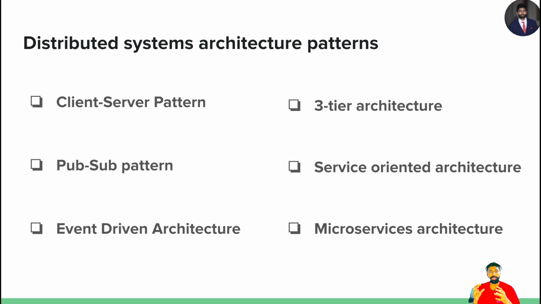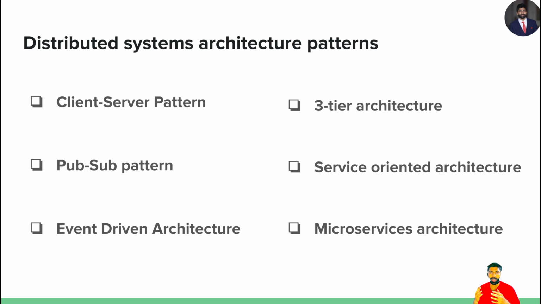There are different types of architecture patterns which are used in distributed systems. I'll discuss some of them here. The first one is the client-server pattern. In the client-server pattern, the system is divided into two types of nodes, clients and servers. Clients generally request the services and servers will provide the services back to the client. That's it, very simple.